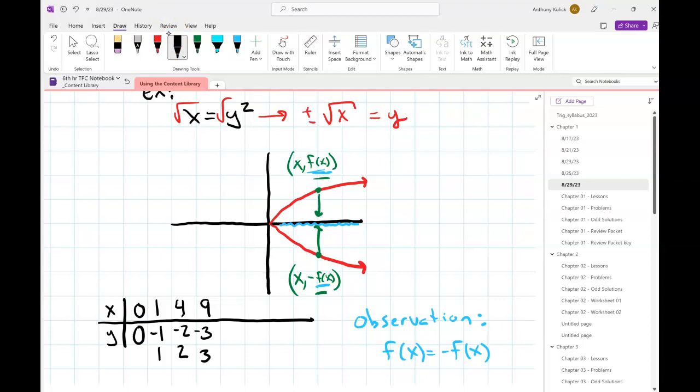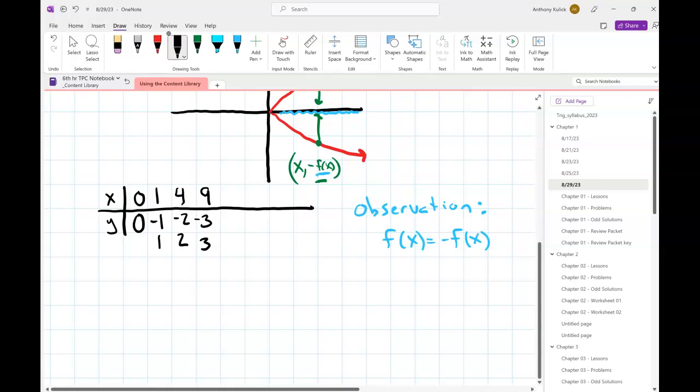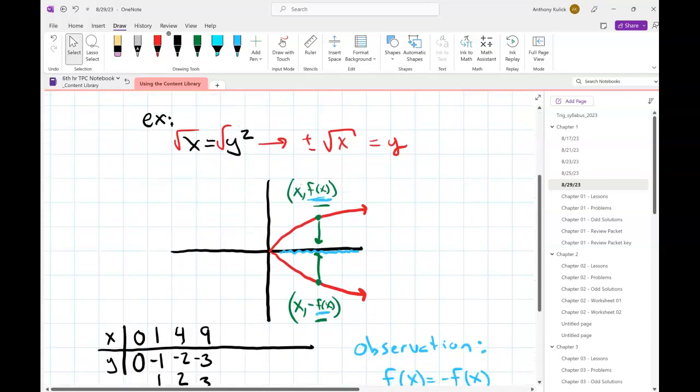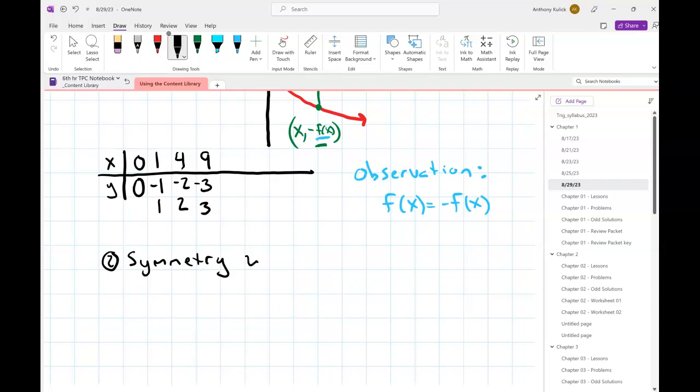Let's look at the next type of symmetry. Here we are symmetric about the x. What do you suppose the next one is? Nobody with any intuition there? Yeah. So here we're going to have symmetry with respect to the y-axis.